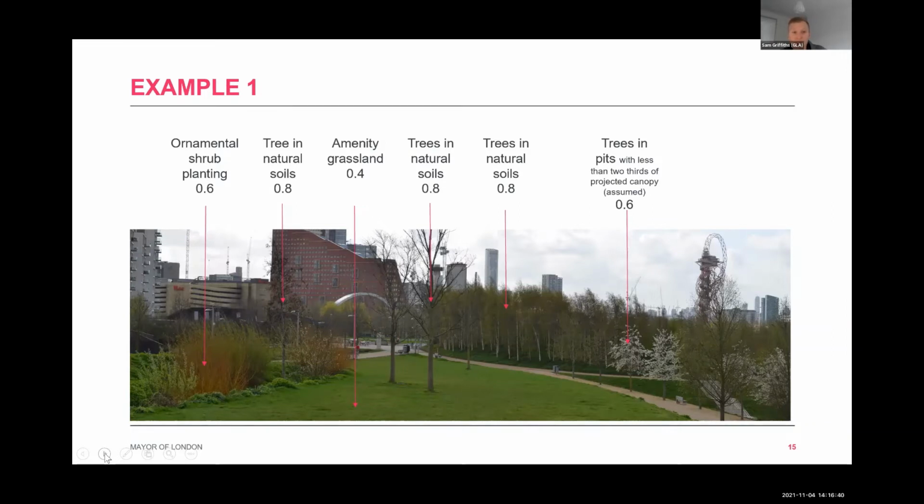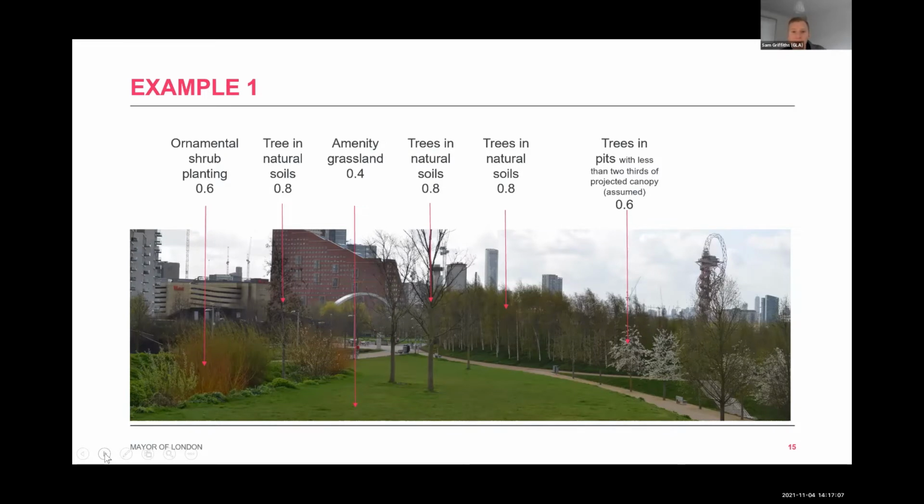You can see also we've highlighted a tree in natural soil. That is a score of 0.8, and that is in contrast to the right-hand side, those trees in blossom, trees in unnatural soils that have less than a third of the ratio to the overall canopy spread of soil volume in the planting pit, which are awarded a score of 0.6. So we've got two categories for trees in that set.